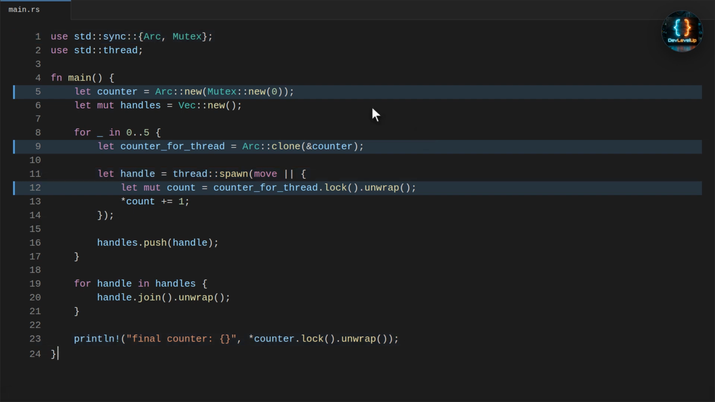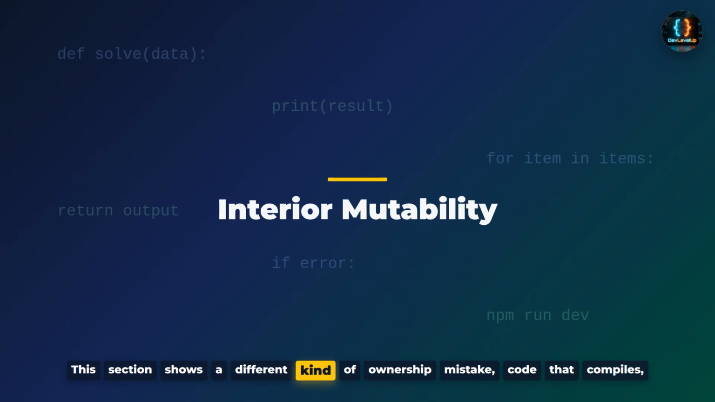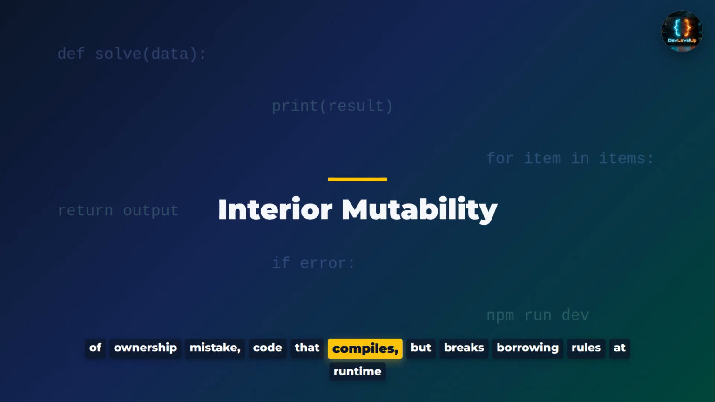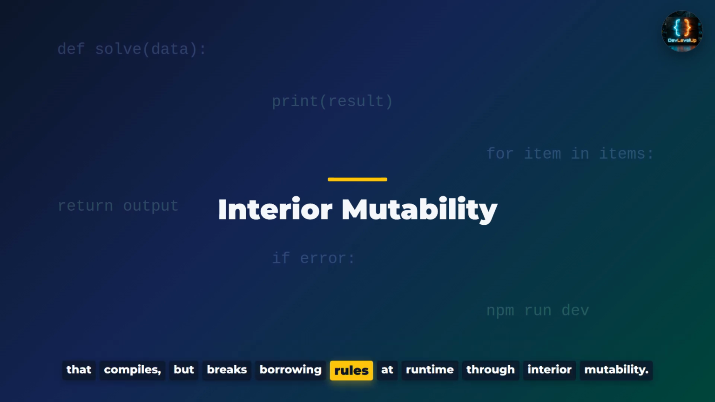The best practice is to separate the two jobs clearly. Use Arc when several threads need to own the same value, and use Mutex when that shared value must be changed safely. This section shows a different kind of ownership mistake, code that compiles, but breaks borrowing rules at runtime through interior mutability.